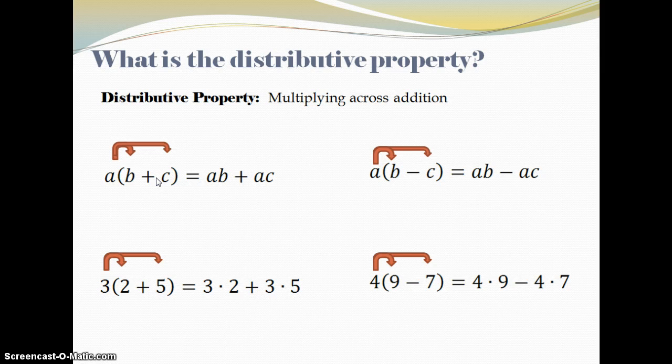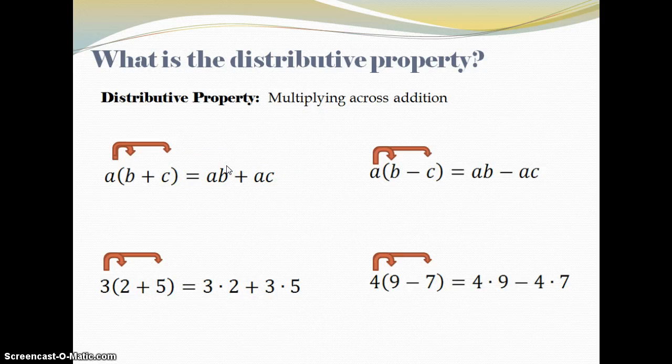When we go to distribute, what we want to do is take the outside number, or in this case the outside variable, and multiply it to the first term. So we'll have A times B. Once you multiply the outside number to the first term, you need to go back and multiply it to the second term. You'll have A times C. So when we distribute, this expression here will become A times B plus, make sure you carry over your plus sign, A times C. So this is the simplified expression after we have distributed.